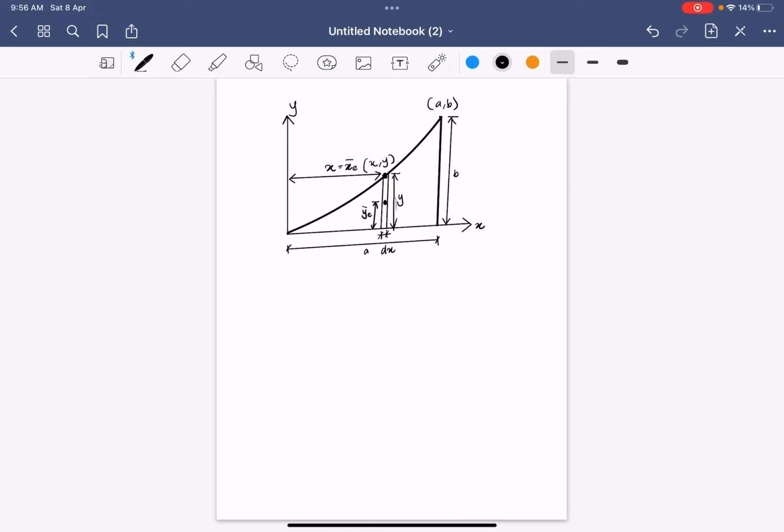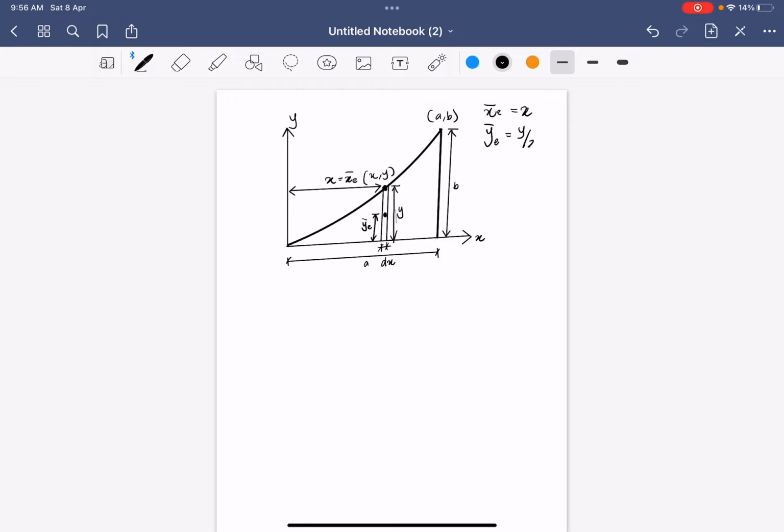So let's express that here. X bar e is equal to x, and y bar e is equal to y over 2, since we have denoted that the y bar e is from the mid of this strip towards the x axis, so the y bar e is equal to half of this y.